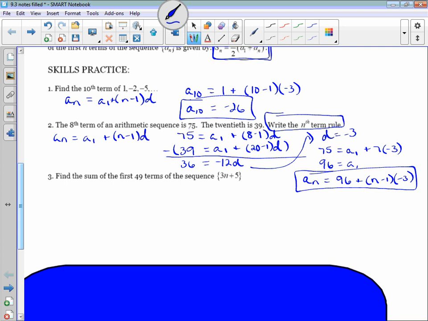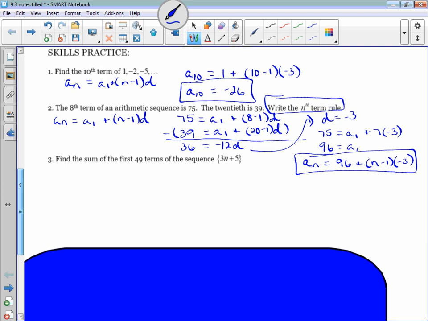You could multiply that out and simplify it if you wanted to. You can leave it like that. I'm good with it either way. Okay. All right. Number 3, I want you to find the sum of the first 49 terms of this sequence. I want you guys to try this. You absolutely can use your calculator.